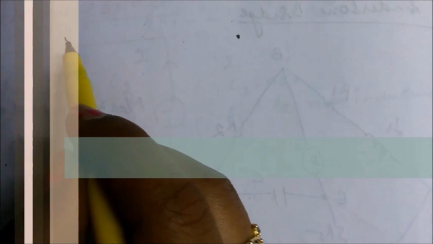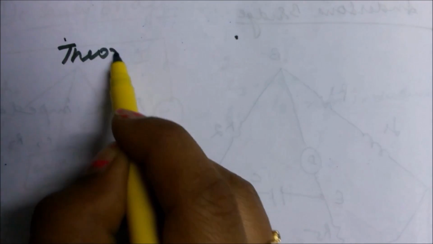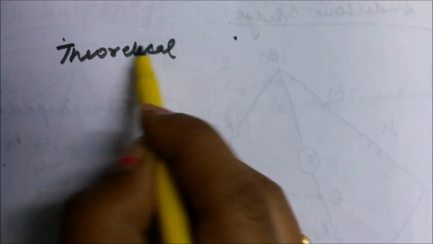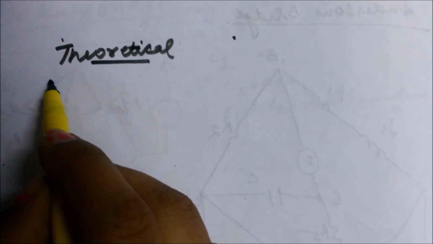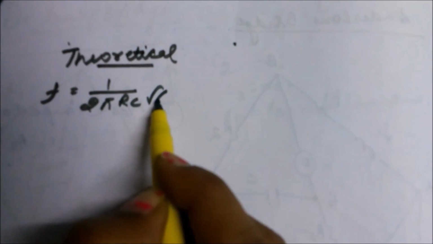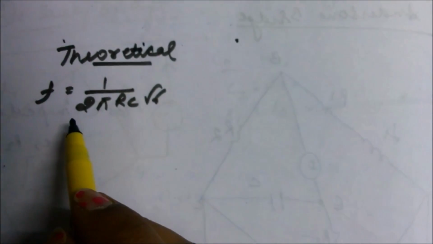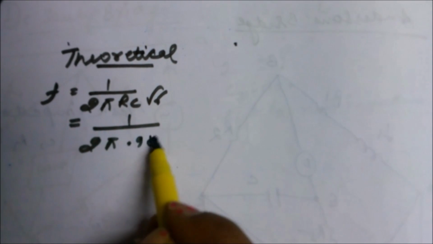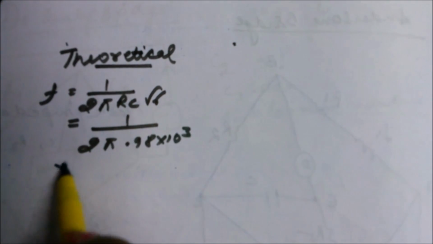Calculations. Let us calculate the theoretical and the practical frequency of the oscillator. First, let us calculate the theoretical frequency of an RC phase shift oscillator, which is given by the formula F is equal to 1 upon 2 pi R C under root 6, where the values of R and C are 1 kilo ohm and capacitor 0.01 microfarads. But when measured from Multisim, R is 0.98 kilo ohms, whereas the capacitor is 0.012 microfarads. The answer we get is that the frequency is 5.4 kilohertz.